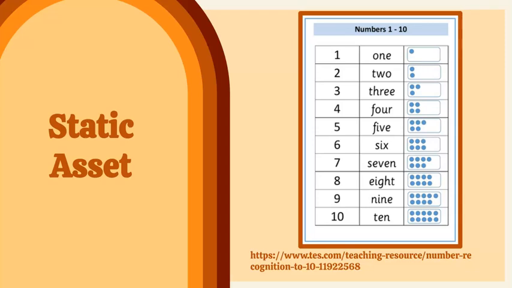Weaknesses of this image. Since it's a static image, the learner will only learn what the correlation between the written representations of the numbers are. They will not be able to hear how to say each number in English.